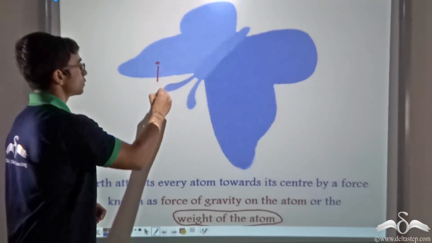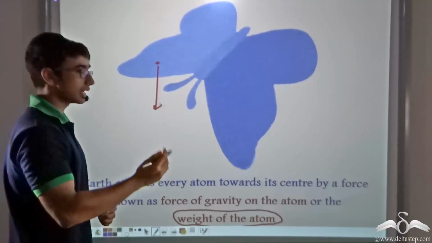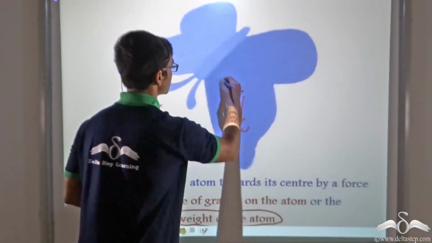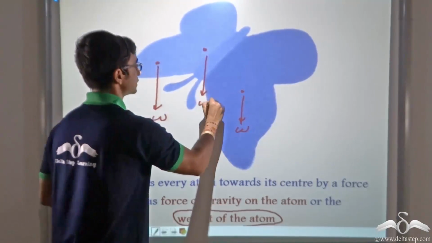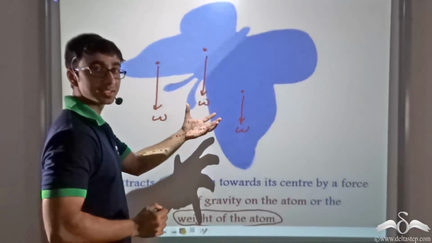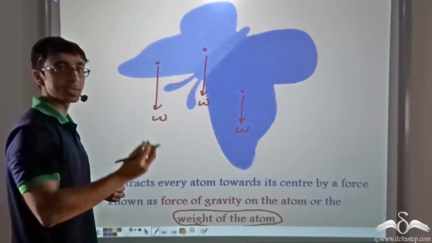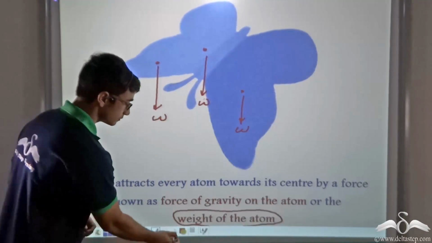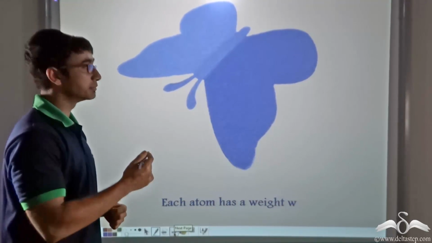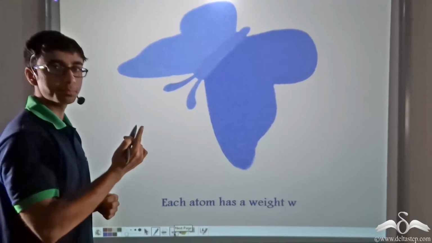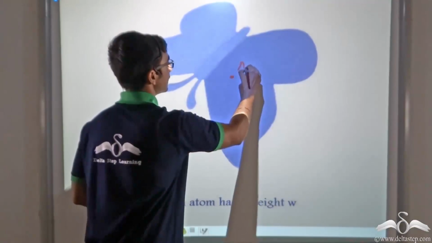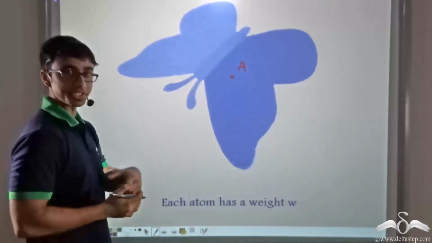So when I consider one single atom, it also has a certain weight, no matter at which point of the butterfly I consider it. So every atom that this paper butterfly is made of has a certain weight W. So now let us try to find out how the lady was able to balance the butterfly on the tip of a finger. Let's say we consider a point and call it A on the object.